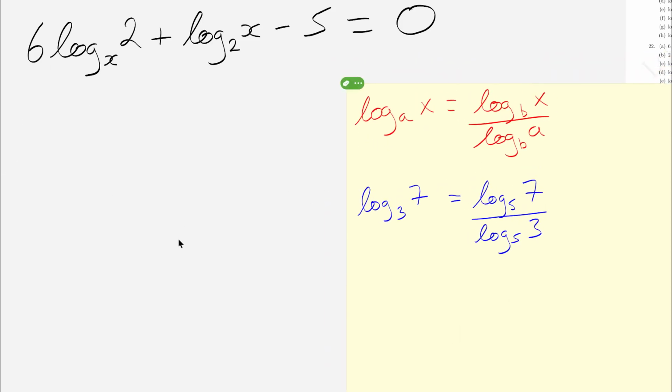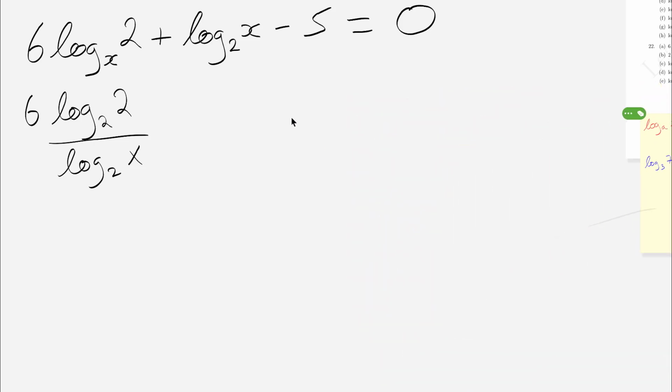So let's rewrite this one. 6 just stays as 6. Now log to the base x of 2, I want to rewrite this. So that will become log with the new base 2 of 2 over log with the new base 2 of x. So I just transformed it from this term to this term using this change of base rule that we've already looked at. The rest of the equation is unchanged. So plus log to the base 2 of x minus 5 is equal to 0.